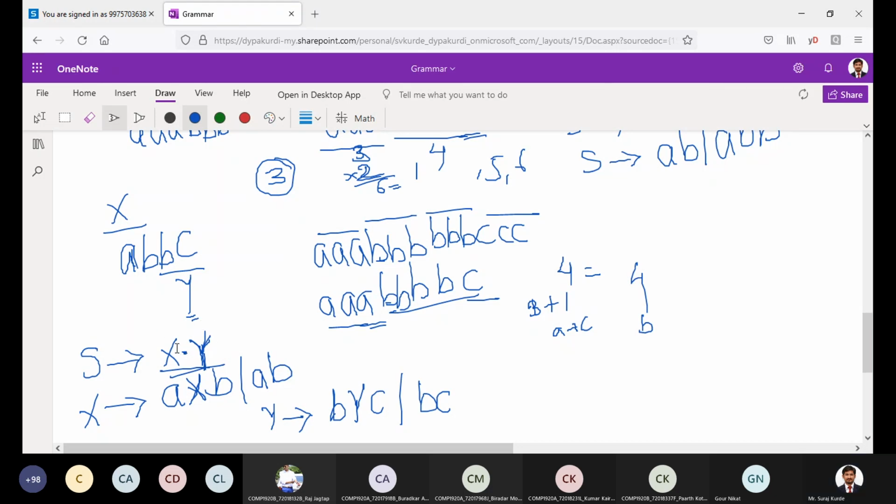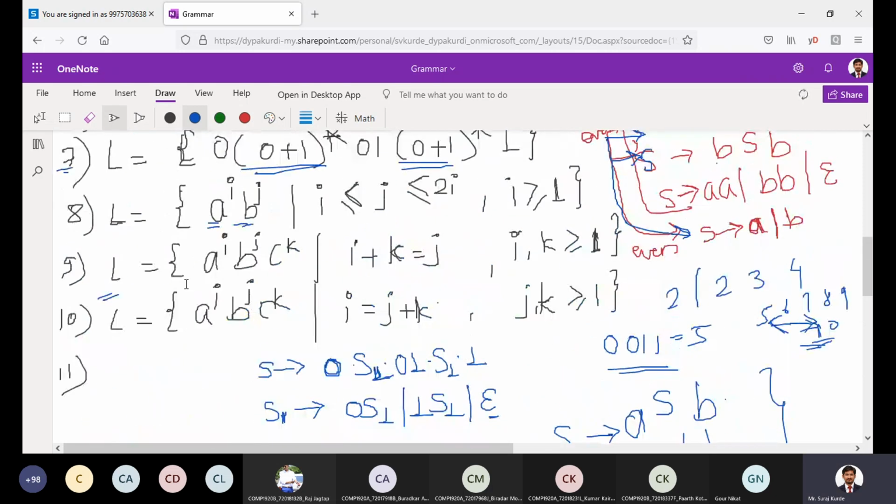X dot Y: first part is X, second part is Y. Produce X independent of Y, and there will be concatenation. So this is a regular expression, X dot Y. X produces some CFG, concatenated with Y which produces some CFG, producing some strings, and those strings will be of CFL. And when you concatenate them, you will get a CFG or context-free language. These are the production rules, three production rules for question number 9.